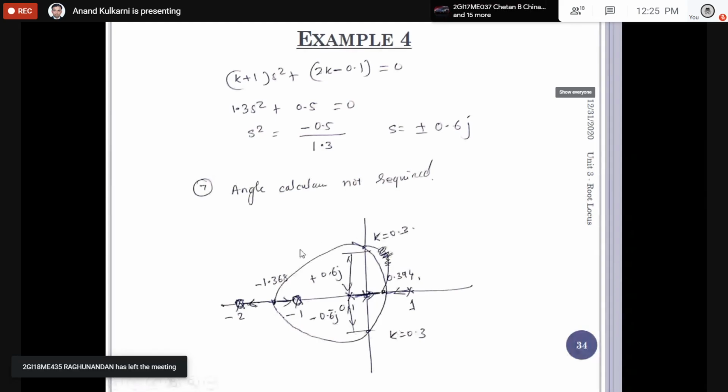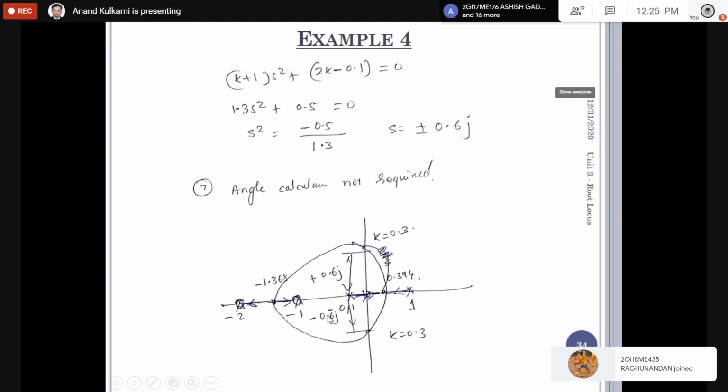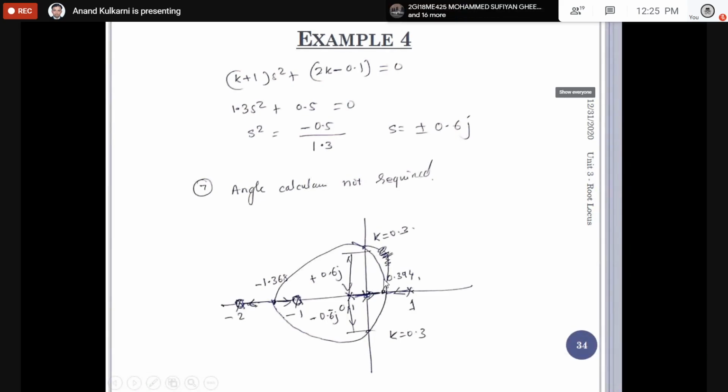It is a perfect circle. The diameter of the circle is between plus 0.394 to minus 1.363. If you add it, it will become nearly 1.8. Total diameter is 1.8 units. 1.8 units means radius is 0.9 units. So it will cut here and here. Partly it is on this side, partly it is on this side.